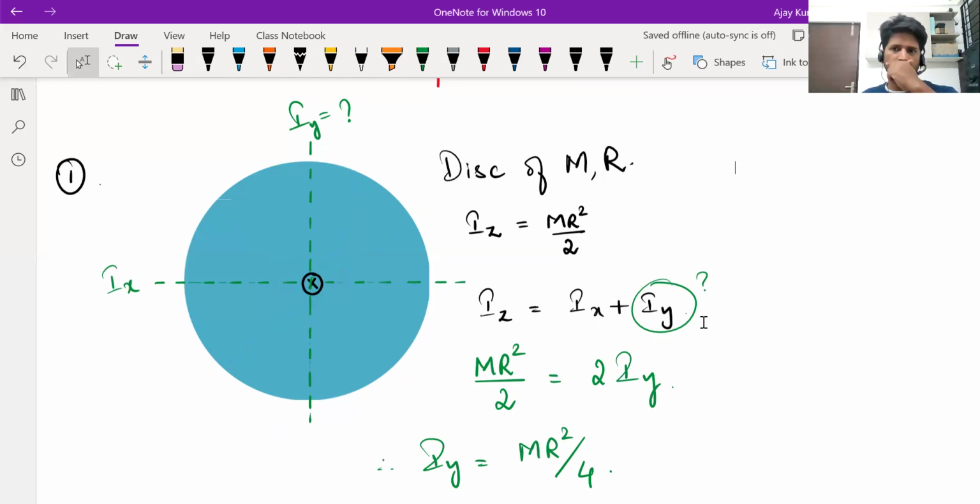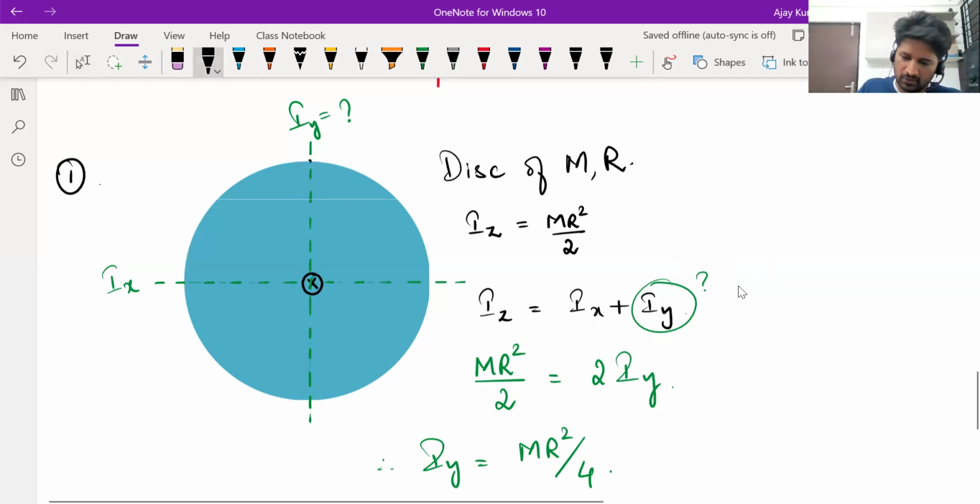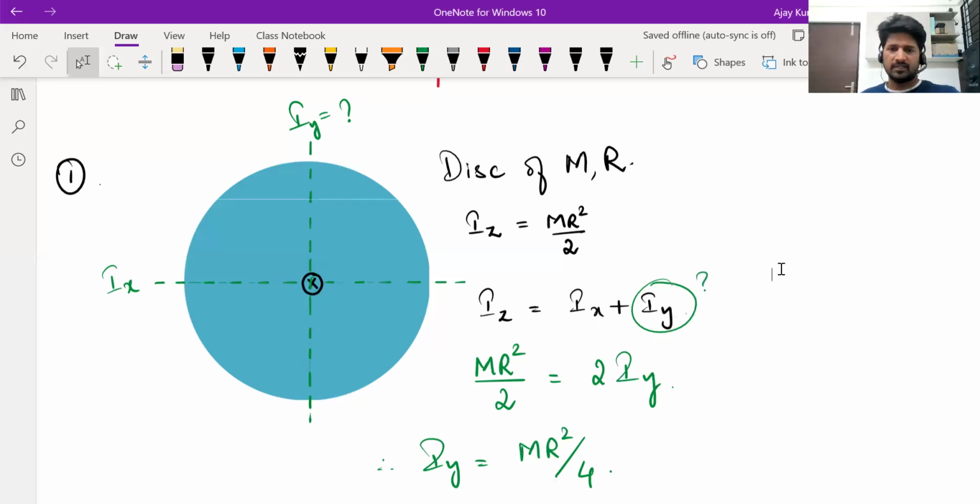Tell me. Doesn't the x-axis and y-axis extend more and more? How is it just the diameter? Let them extend, they extend up to infinity. Every axis extends up to infinity. You are thinking that the diameter should be only from here to here. Okay, fine, but it's a diametric axis, and it will still be the same. Yes, I understand. So for a disk about any diameter, it will be mr square by 4.